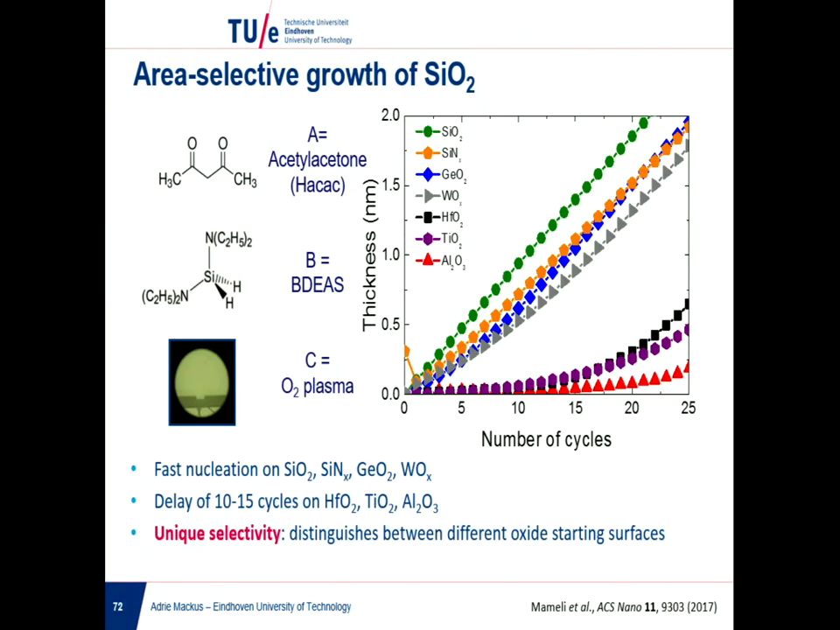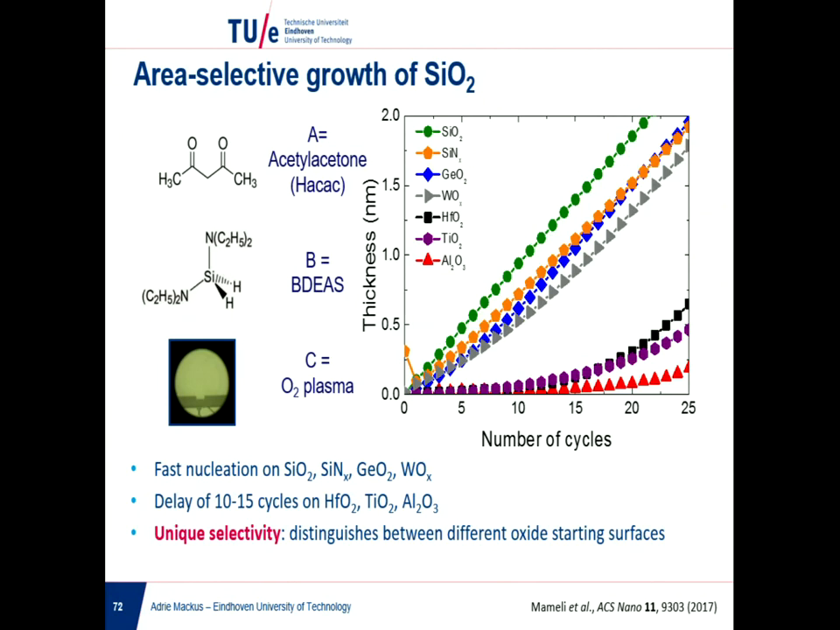So this is a typical result. This is about area-selective ALD of silicon oxide. For this we use this 3-step ALD process. Acetylacetone, that's our inhibitor. Then we have diethylamino silane as a precursor, and an oxygen plasma. So this is a plasma-assisted process for doing this.